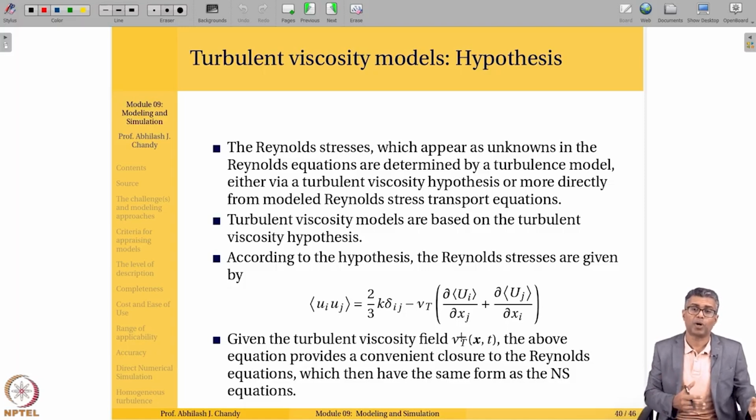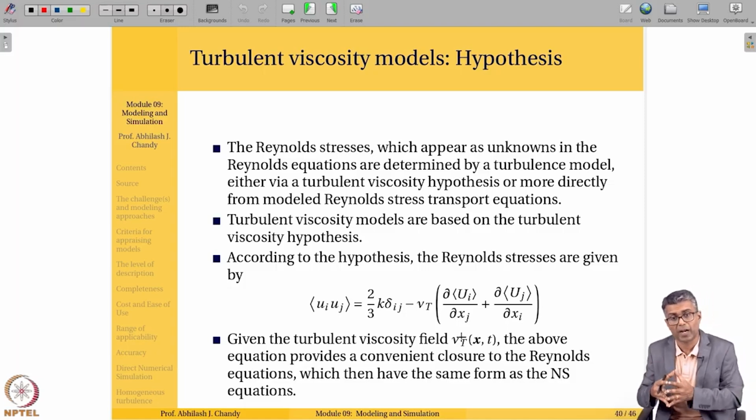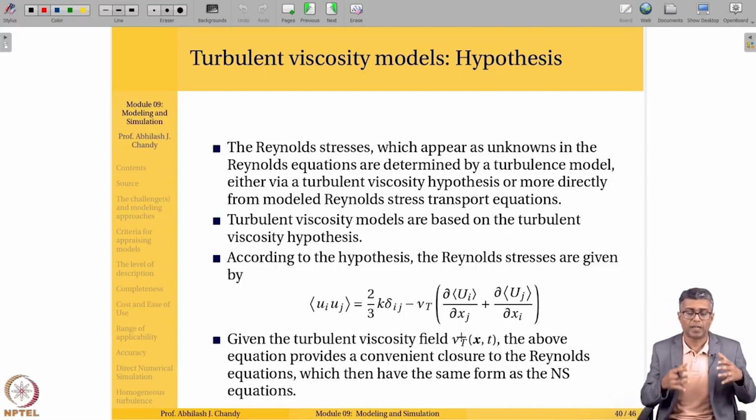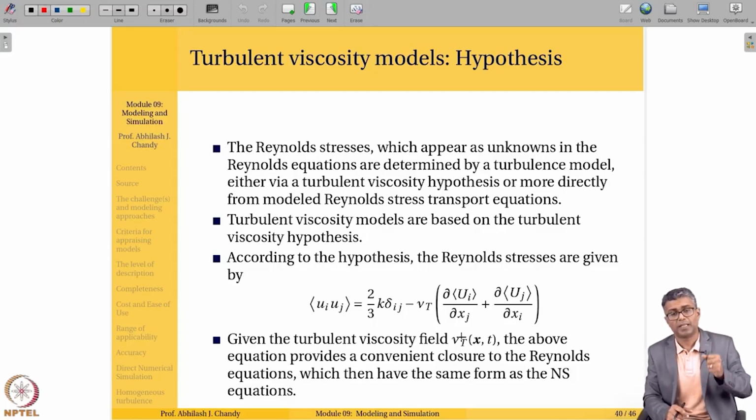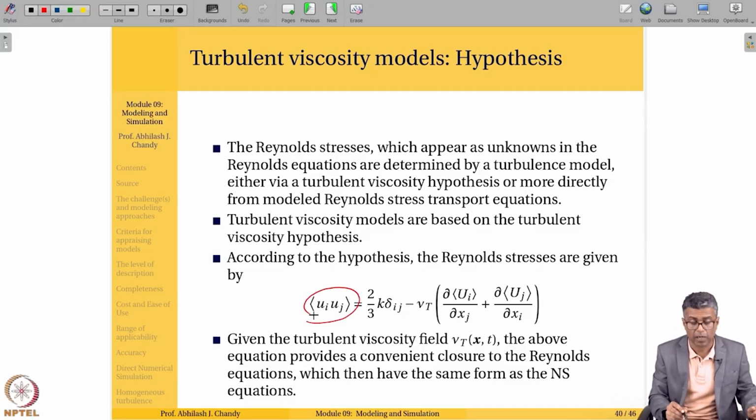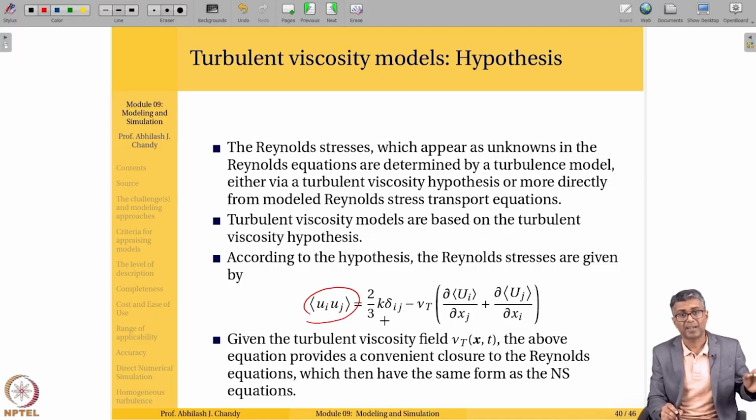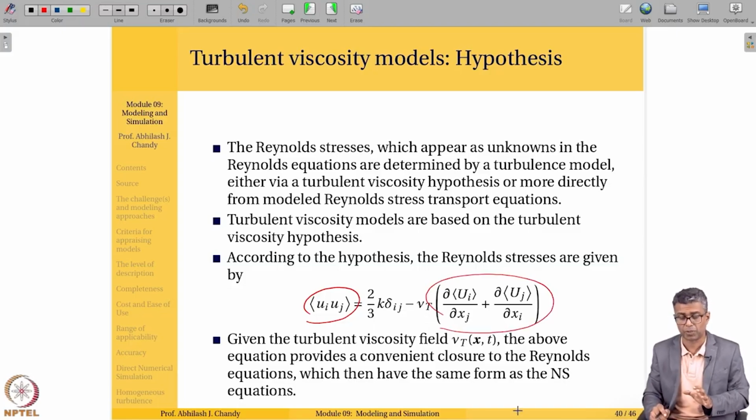So that takes us to our turbulent viscosity models, which is where our hypothesis comes up, the turbulent viscosity hypothesis. As you know, in order to get a closure for the Reynolds stresses, Boussinesq came up with the turbulent viscosity hypothesis. The turbulent viscosity hypothesis, like the name says, it's a hypothesis, there is no proof. It is based on the hypothesis, which looks like this. The Reynolds stress is given by 2/3 k delta_ij, delta_ij being the Kronecker delta, minus nu_T times the mean strain rate. We have discussed this multiple times.